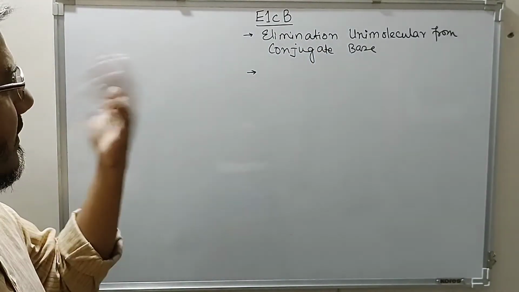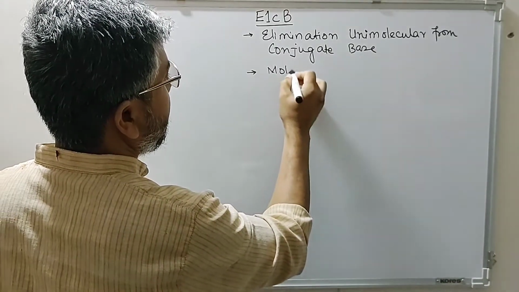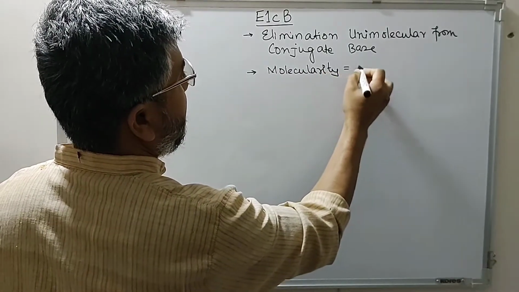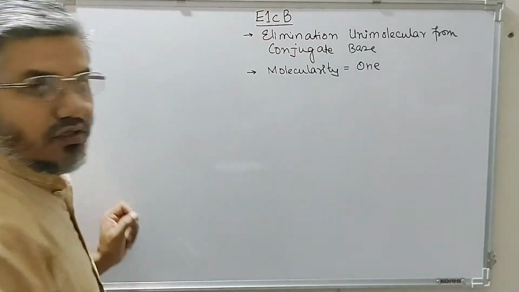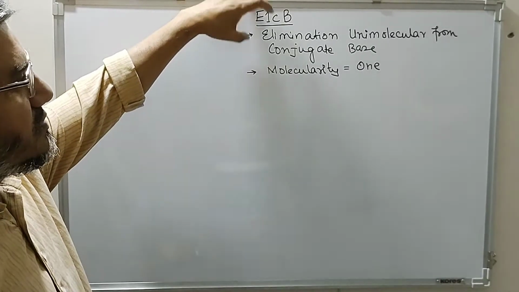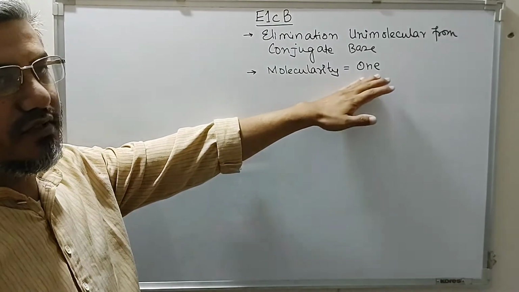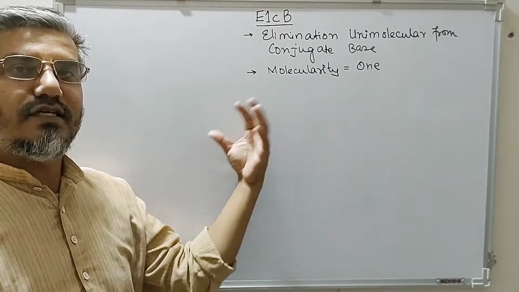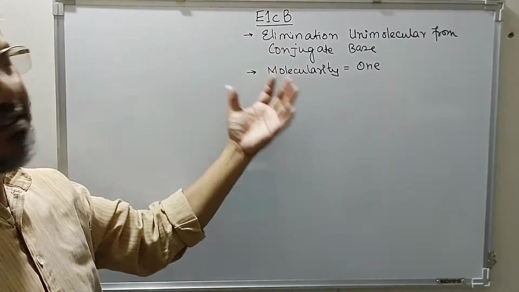So in this reaction, look at this, molecularity of the reaction is 1. So this 1 stands for the molecularity of the reaction. This does not stand for the order of reaction. So this 1 stands for total molecularity of the reaction is 1. That means only one molecule is involved in the rate determining step of this mechanism.